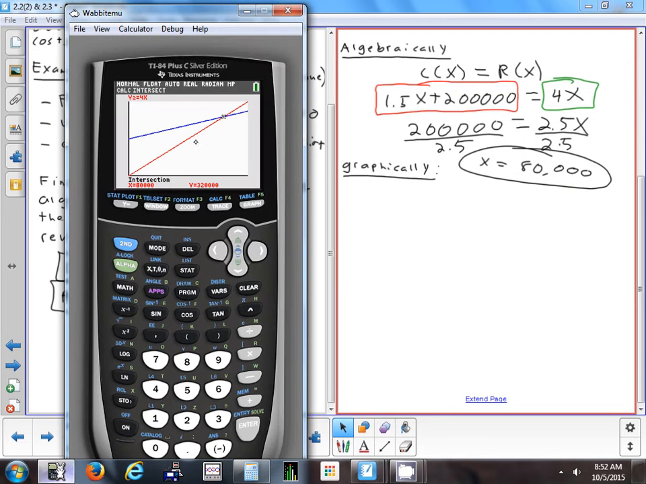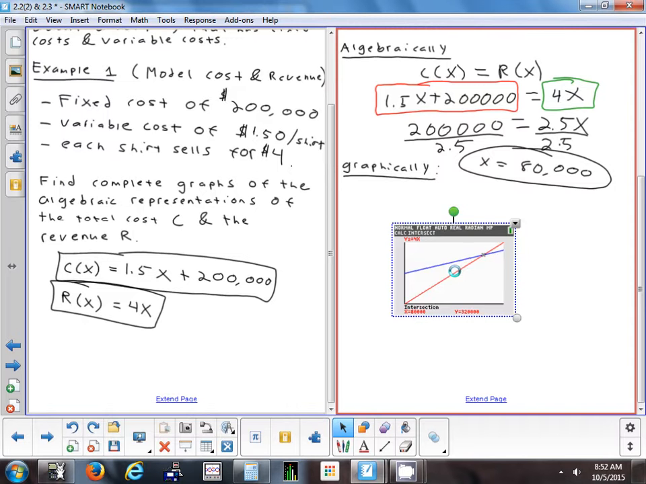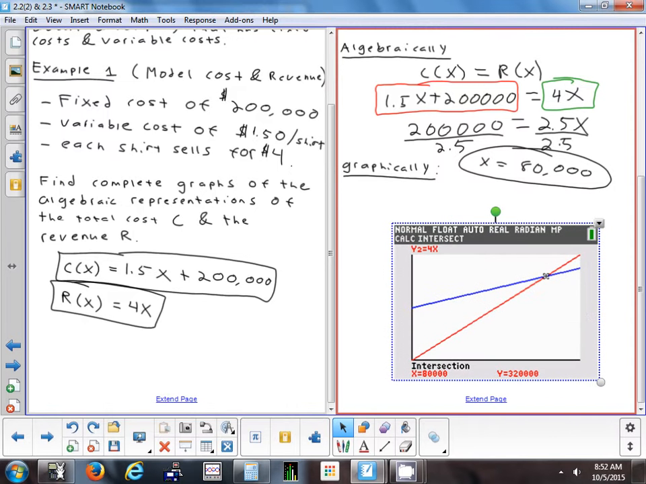Okay, what's that Y? What's that 320,000? That's money. Okay, so if you sell 80,000 shirts, you're going to make $320,000. You're also going to spend $320,000. This is right where you break even. Okay?